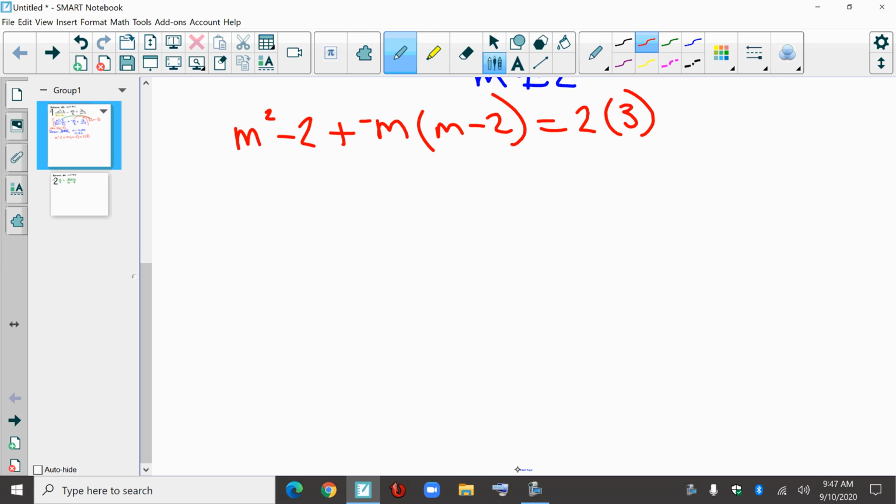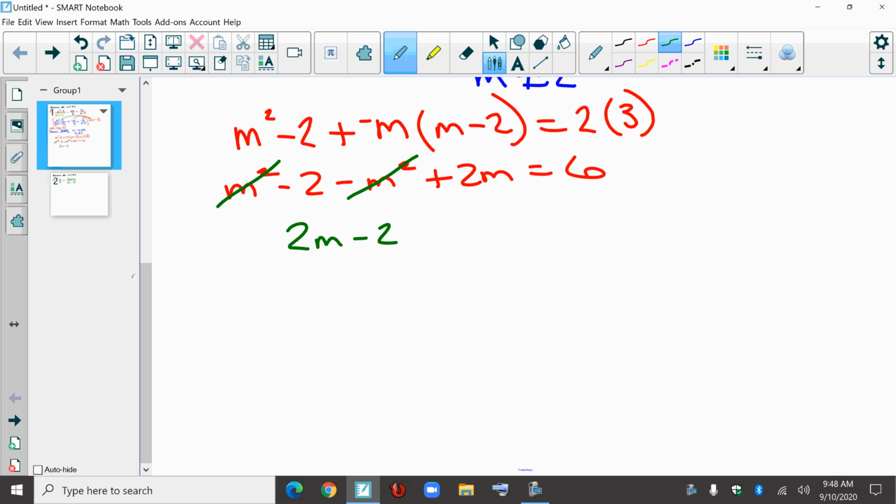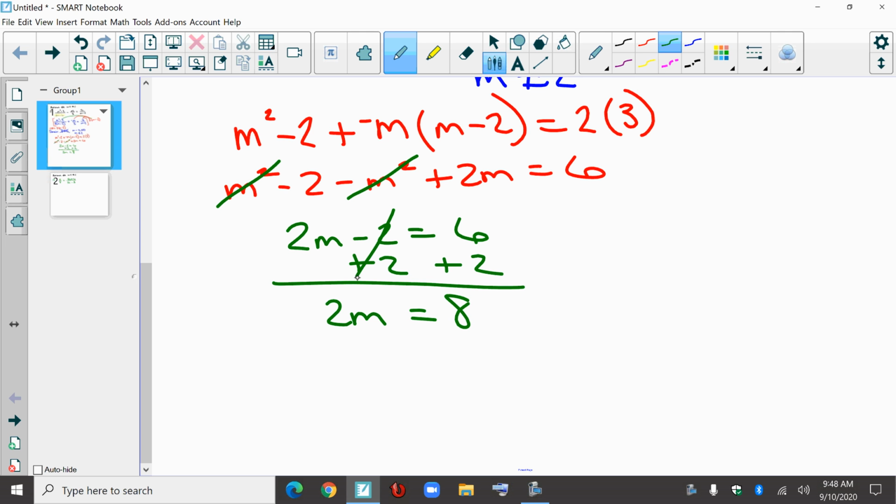And I'm going to keep distributing and FOILing. So negative 2 minus m squared plus 2m is equal to 6. So from here, you are going to combine like terms. My m squareds cancel out, and I have 2m minus 2 is equal to 6. Add the 2 over. 2m is equal to 8, and m is equal to 4.